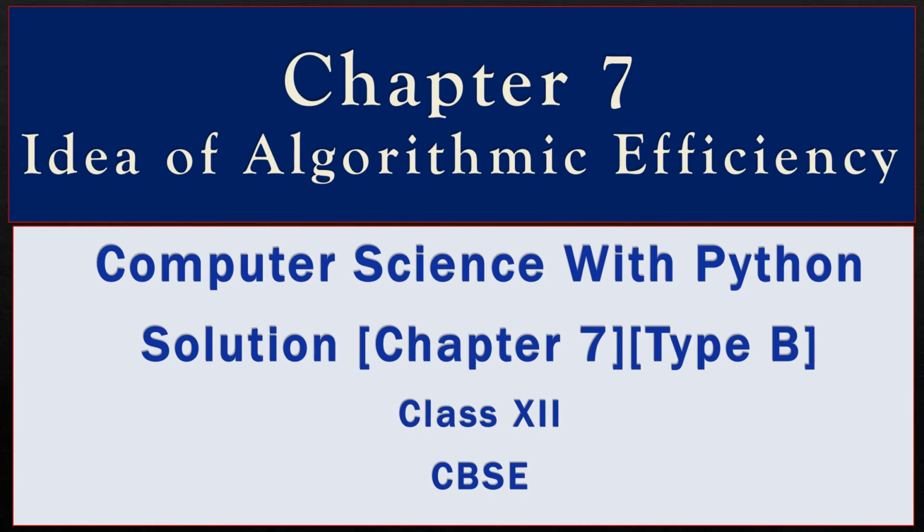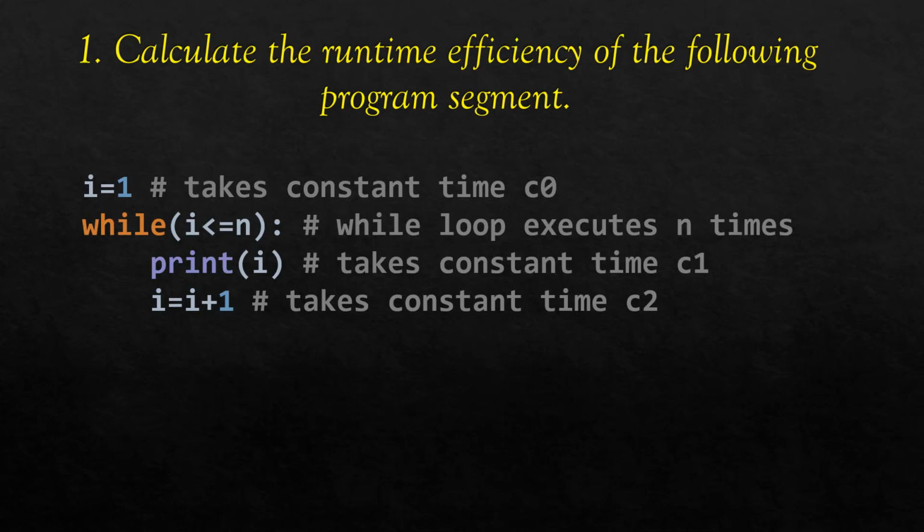Hi everyone, in this video we will discuss all the type B questions from chapter 7, that is the idea of algorithmic efficiency. Now let's start. The first question is to calculate the runtime efficiency of the following program segment.